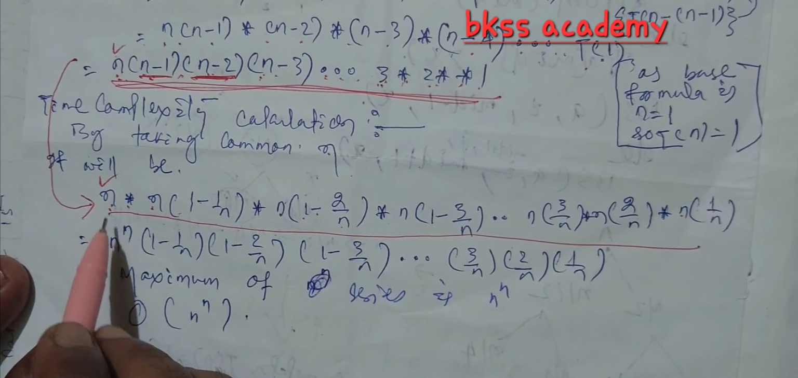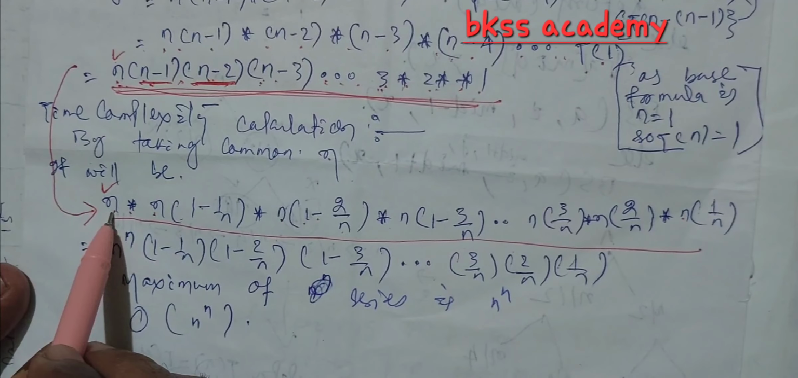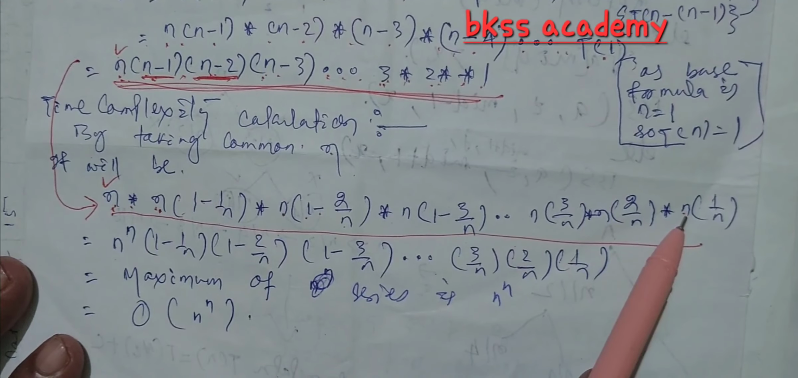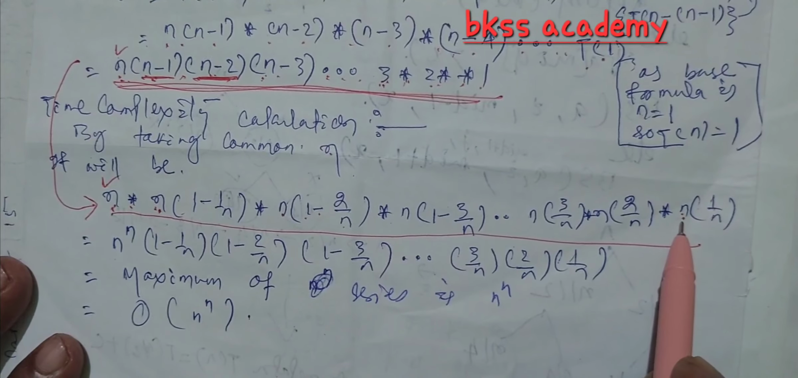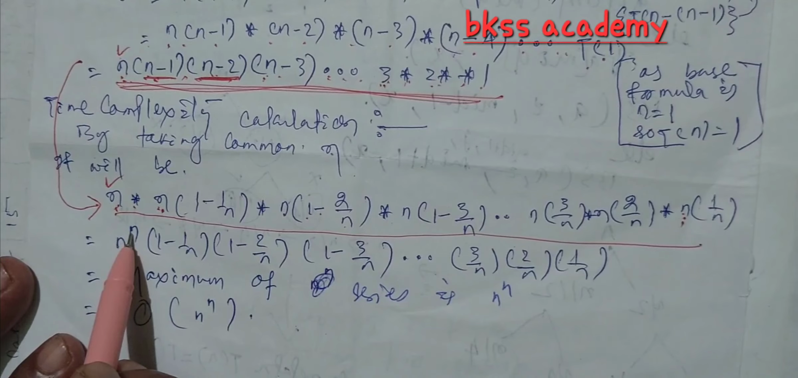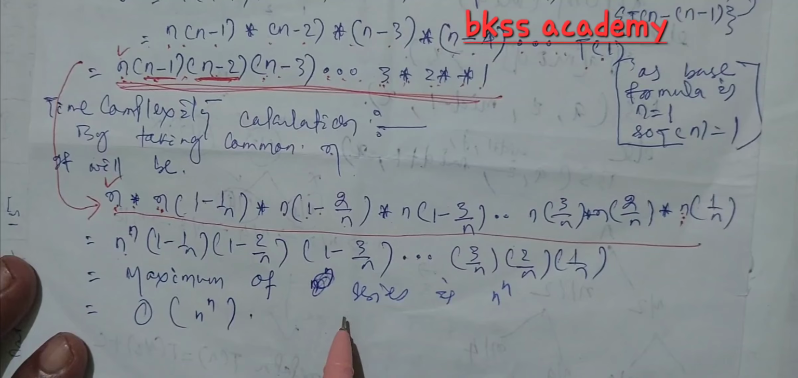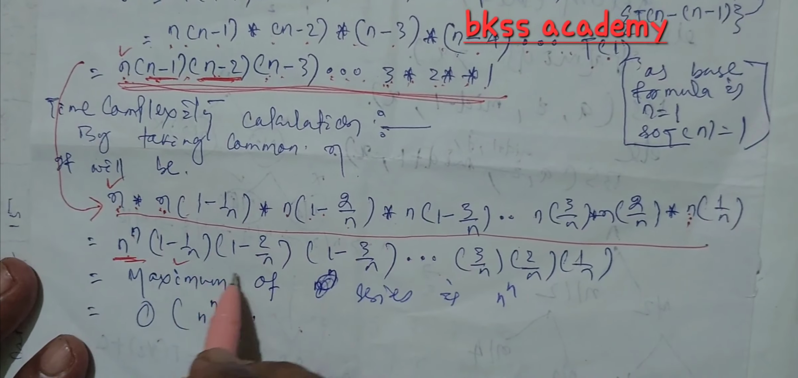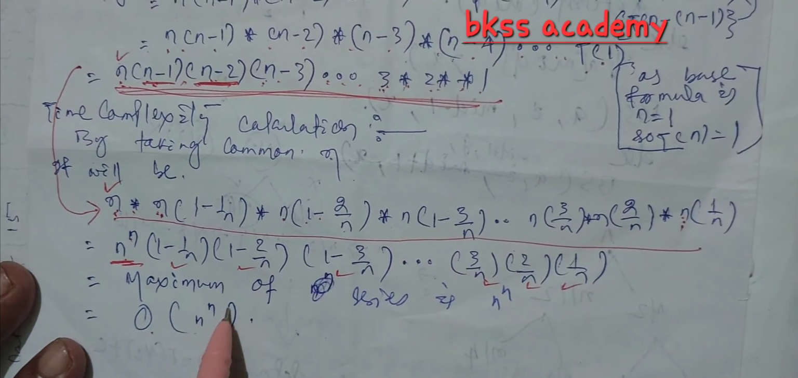From here we first calculate how many n are here. If one n is here, next n is here, up to n times, we get n times n. If n is multiplied n times, the result will be n to the power n into the rest of the terms. For getting the dominant term, n to the power n is dominant compared to the rest. So the time complexity will be big O of n to the power n.